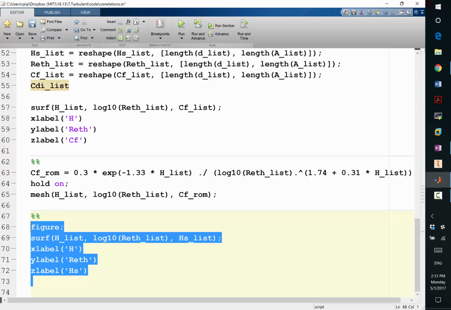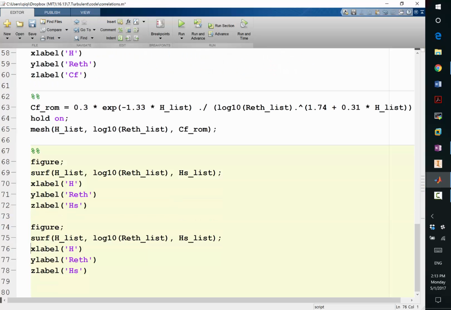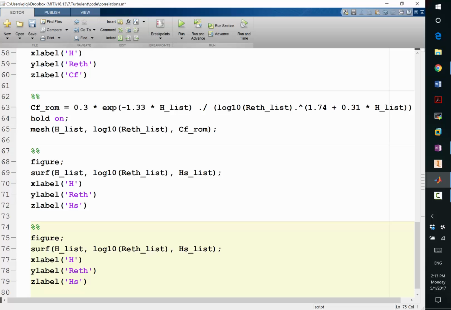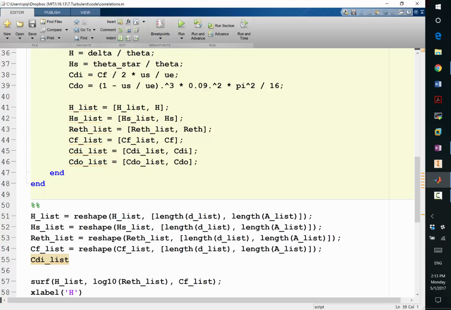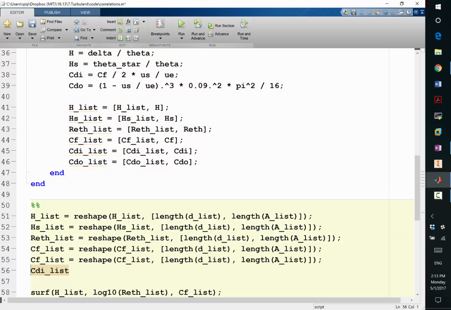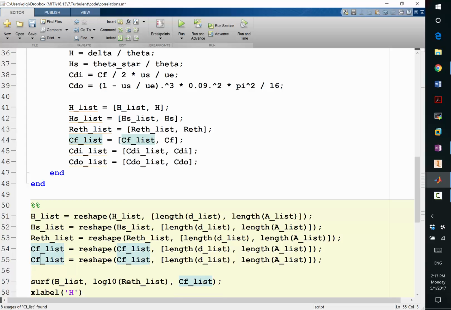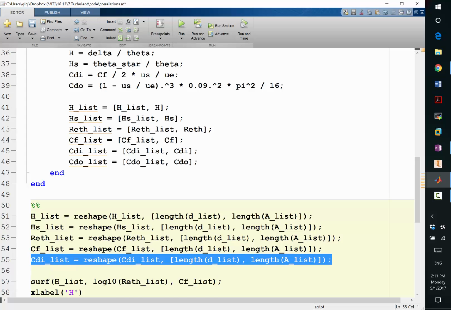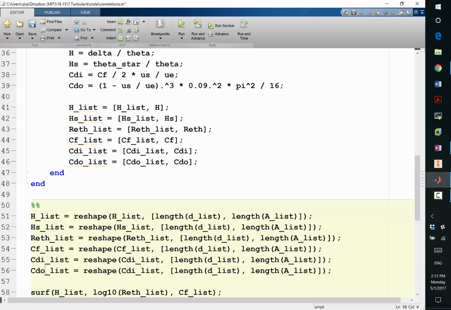So let's take another figure, and CDI and CDO. I think I also need to reshape them. CDI, and CDO. Let's run it.